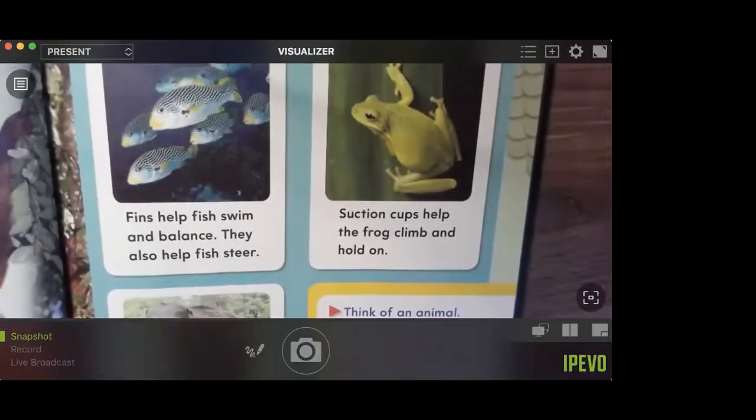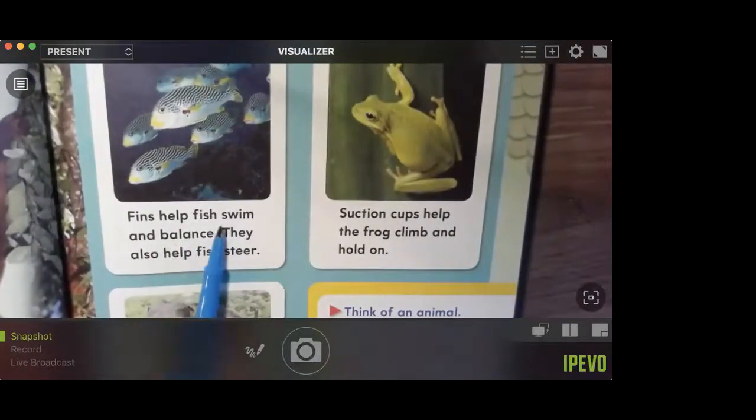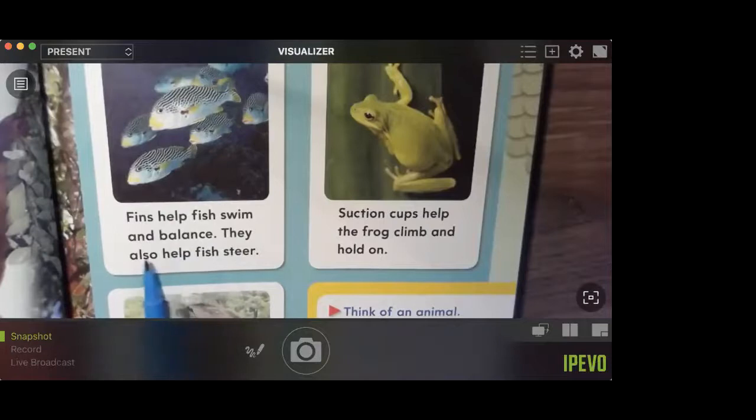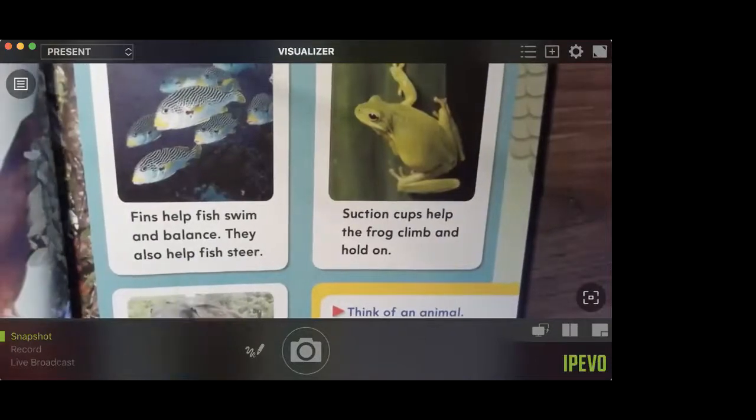All right, so fins help fish swim and balance. They also help fish steer. So think of it kind of like a rowboat. When you're sitting on a boat and you want to steer, you have to turn your oar a certain direction to steer. Well, that's how fish are. They have those fins, and if they want to turn a certain way, they move their fin a certain way. And it's just all science. That's how they were born. They know that that's how they need to turn directions, and that's how they swim.